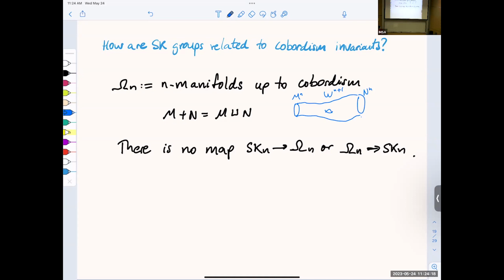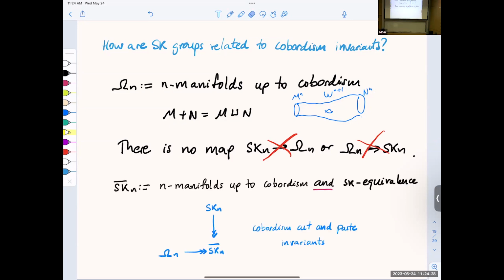So what's the connection with cutting and pasting? It turns out that there's no map like this, and there's no map like that. So those two groups seem to not want to relate. There is something you can do, though: you can construct a group which has both the relation of cutting and pasting and the relation of cobordism. This group, in the classical theory, is called SK bar, and it's both a cobordism and a cut and paste group. It has both relations.